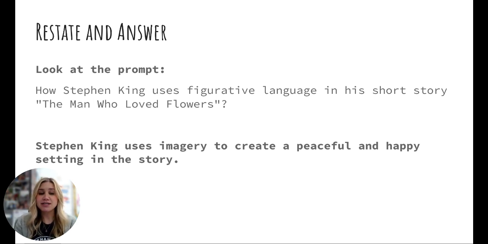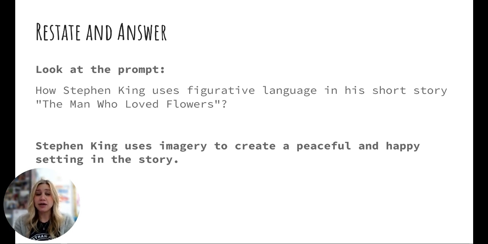So the first part of this is the restate and answer, and those go together. So R and A go together. When you're talking about restating and answering, you don't want to just restate, because then you're not giving any sort of claim or stance on the question. And you don't want to just answer, because then it's really unclear what story you might be talking about. So you want to make sure that you do both. You restate and answer. And you always have to start by looking at the prompt.